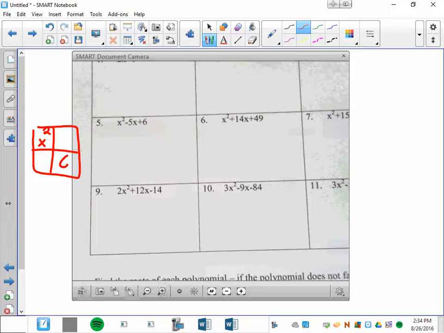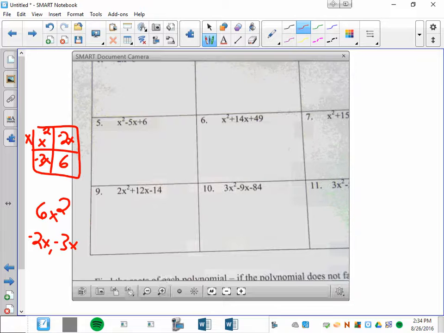X squared and 6, multiply those together, 6x squared. Are there factors of 6x squared that add to be negative 5x? Is it 2 and 3 or is it 1 and 5? 2 and 3. You have to add the negative 3 and negative 3. But what about 1 and negative 6? Then the 6 would be negative, right? So it's got to be negative 2 and negative 3. So negative 2x and negative 3x.